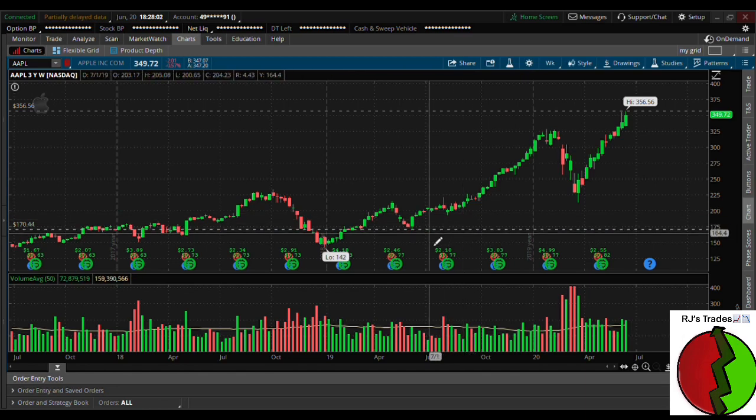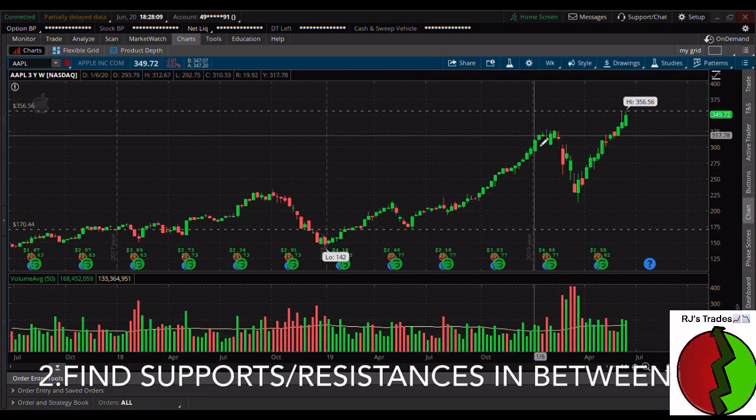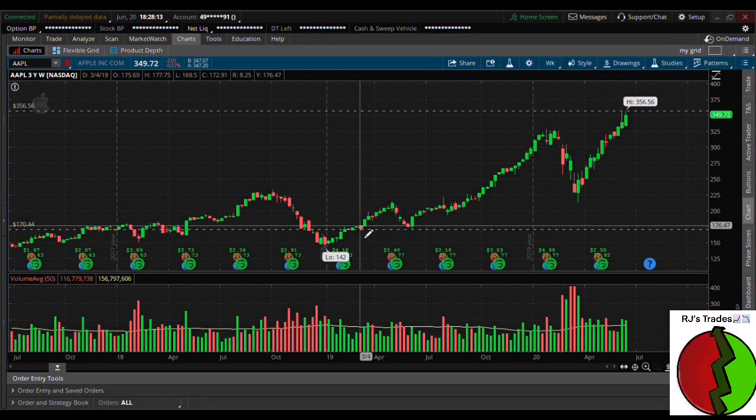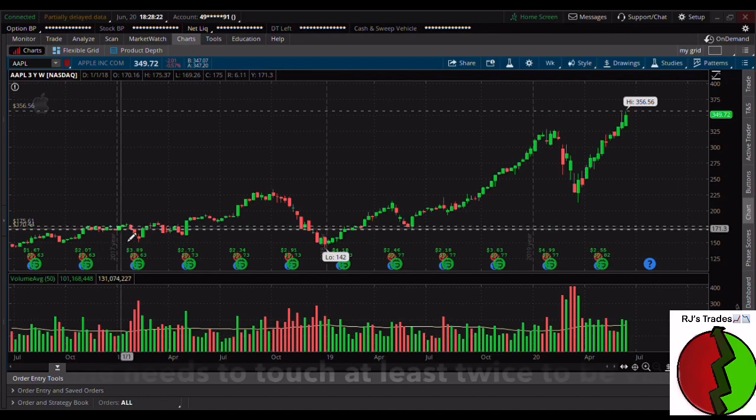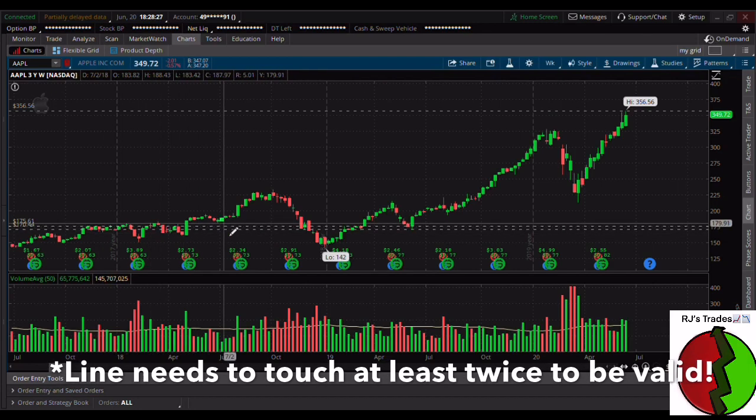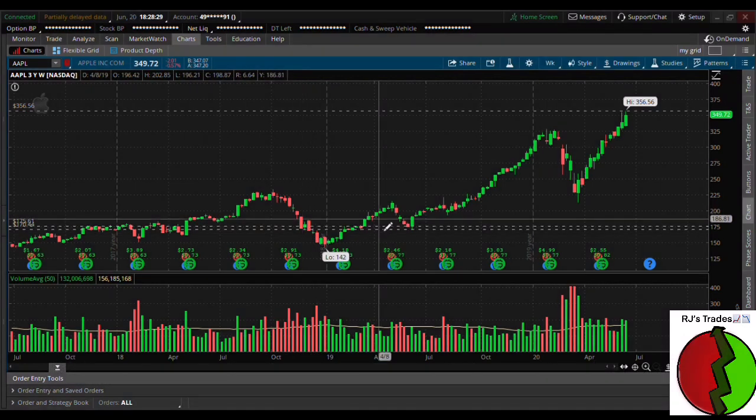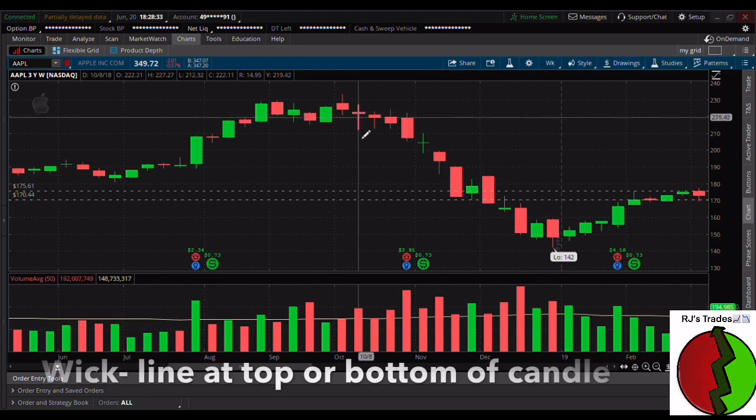Okay, so I have my high point and low point, and now you can go left to right, up, down, down, up. You just want to plot places where stocks had trouble going below or above. So you can see here, it had trouble going above right here. I plot my line. You want to make sure that it's touching your candle at least two times. It needs to touch at least twice, and it needs to be touching either the wick or the end of the body. If you don't know what a wick is, it's the line.